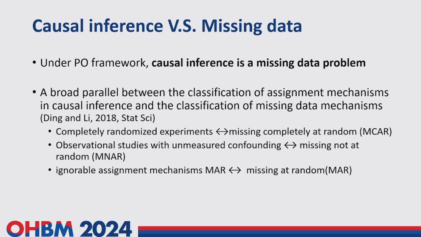So causal inference and the missing data problem have very good correspondence. When you're running a completely randomized experiment, it's equivalent to a missing completely at random situation. That's one of the assumptions when you are doing missing data imputation. And also, if you're having observational studies with unmeasured confounding, it's missing not at random. Additionally, for this case, you need to make assumptions about the missing mechanism and deal with it somehow.